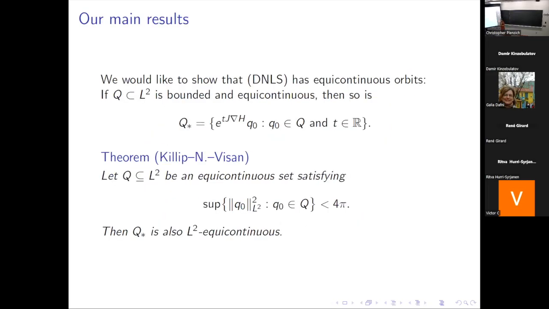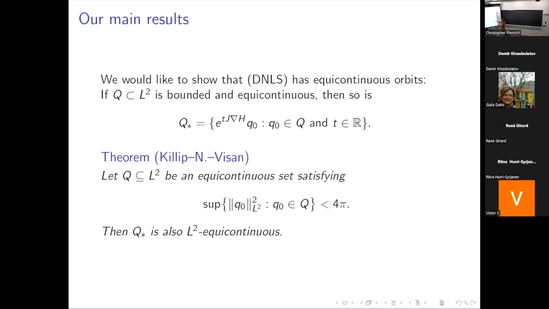And to make it a little bit more general, which will be useful later, instead of considering a single initial data q0, we're going to do it for a collection of initial data. Okay, so we're going to take a set Q that is bounded in L2 and equicontinuous, take all of this initial data and flow it under the NLS, and then take the collection of all what we can get at all possible times. Okay, so that is the set Q star. And what we want to show, and what we did show, is that if I start with a set Q that is bounded in L2 and equicontinuous, then Q star will also be equicontinuous in L2.